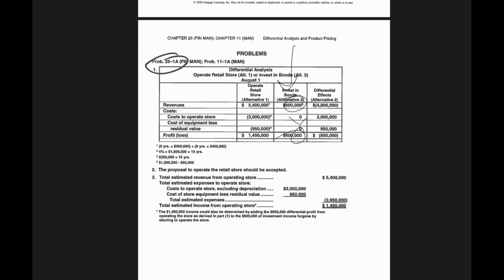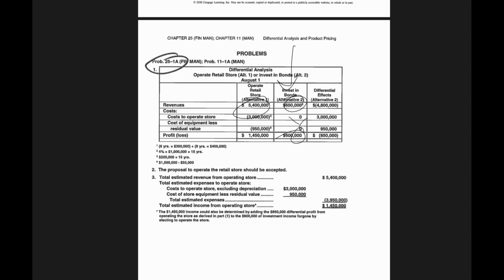Operating the store, and it says here that for the first 6 years, we would get 300 grand. For the first 6 years, 300 grand. It's right there in the reading. The years 7 through 15, 400 grand. You add that up, it's 5.4 million.